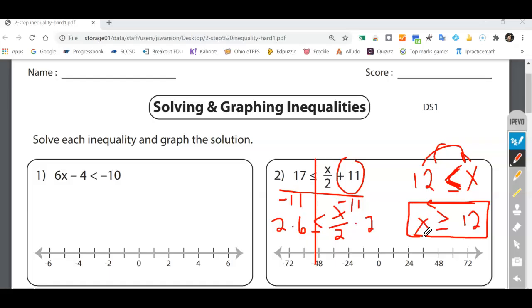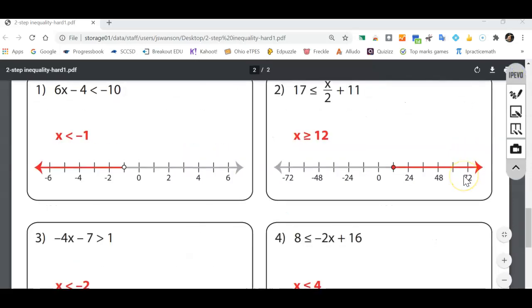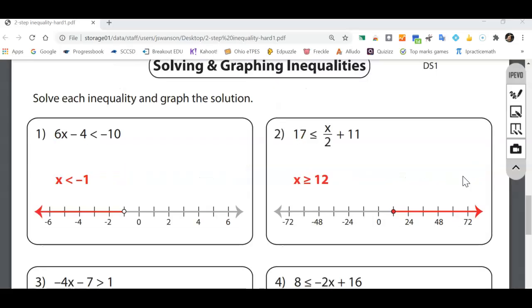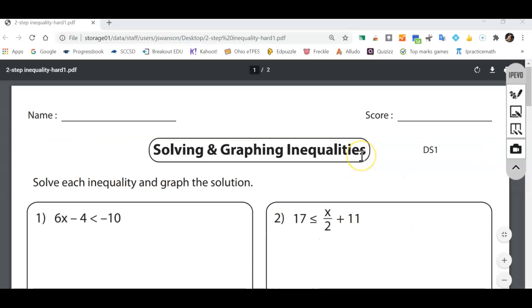So then I come over here to 12. 12 is going to be right here. And I put a closed circle because it is or equals to 12. So 12 is part of my solution. It's greater than, so I shade that direction. Okay. Then what I do is I scroll down to the bottom and I look at the answer, and there's my answer. All right. But I need to see the work, the t-charts, what you're doing to solve them.